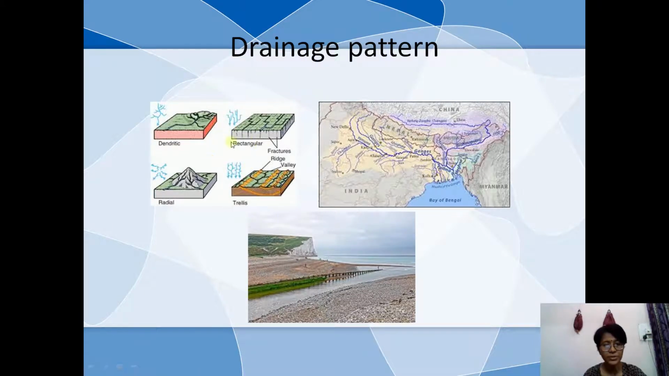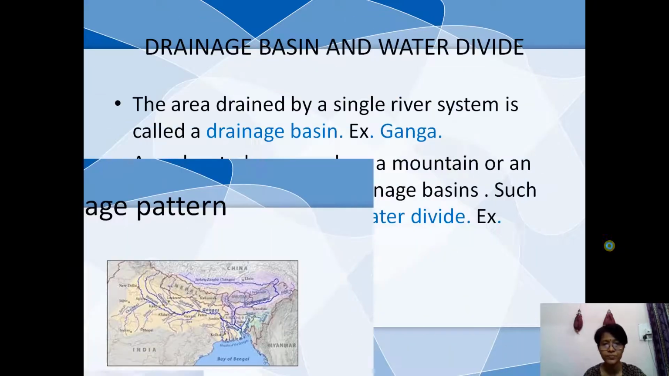This is drainage pattern. Here I'm showing four drainage patterns: dendritic, rectangular, radial and trellis pattern. Here I'm showing the Ganga and Brahmaputra drainage basins in the map, and this is the meeting point of the river with the sea or ocean.